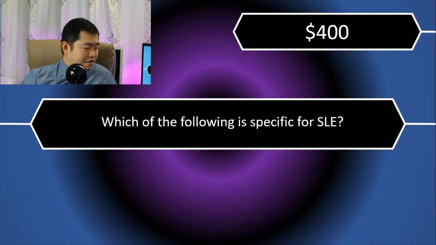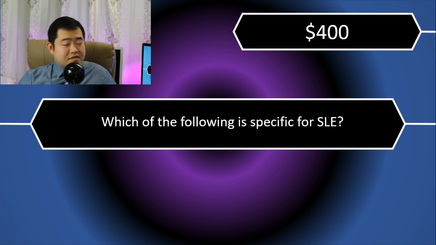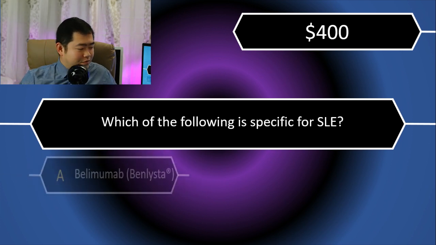But anyhow, instead of talking about how I shoot my videos, let's move on to a more exciting topic, which is continuing the millionaire type questions. And today we are going to look at the $400 questions. Which of the following is specific for SLE? Systemic lupus erythematosus. That was a very difficult word for me to say.